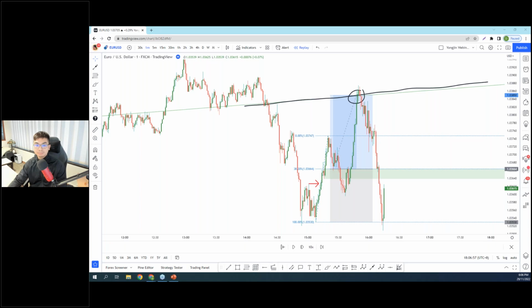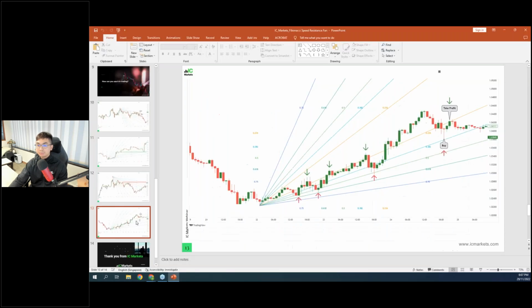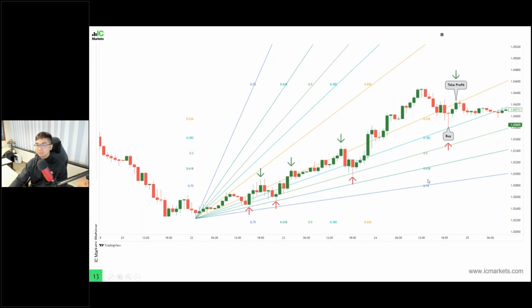All right. Let's move on to the next area. So I actually have one more example, where you can start to look for some kind of pattern that is going on. Take a look at this area. Price is respecting the 23.6% Fibonacci line. So it respected once, two times, three times.